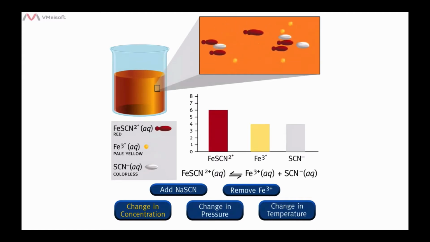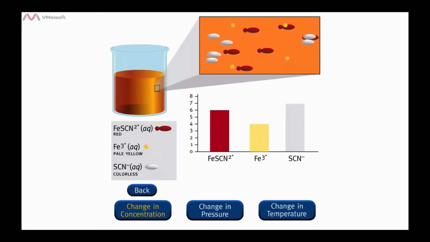FeSCN2+ aqueous, which is red, in equilibrium with iron 3+ ions, which are pale yellow, plus SCN- aqueous, which is colorless, is given by this chemical equation. Click on one of the buttons to add sodium thiocyanate or remove iron 3+ ions from the solution. In this case, the stress applied to the equilibrium system is an increase in the concentration of thiocyanate, SCN-.